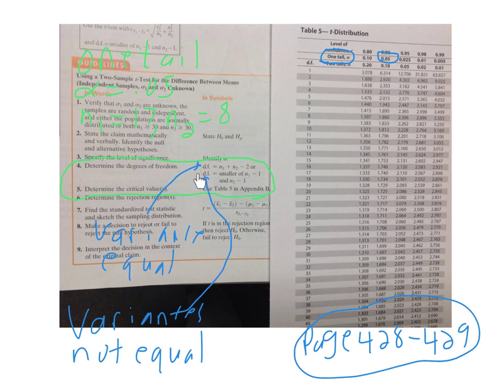And you got two options here. If the variances are equal, use this formula to determine the degrees of freedom. When the variances are not equal, you pick out the smaller of these two.